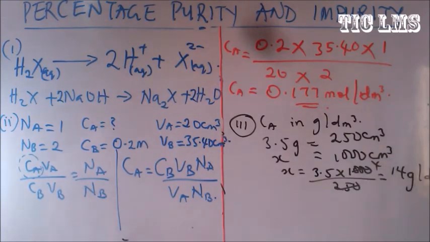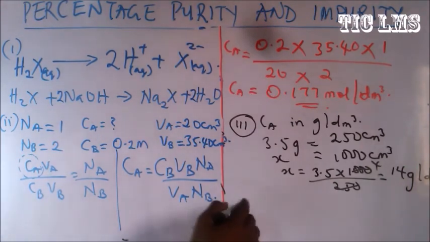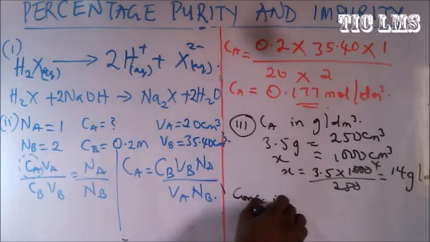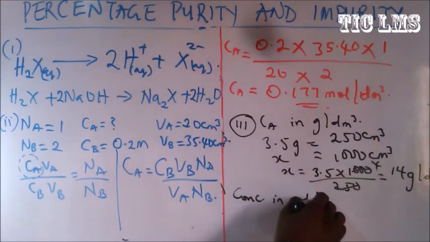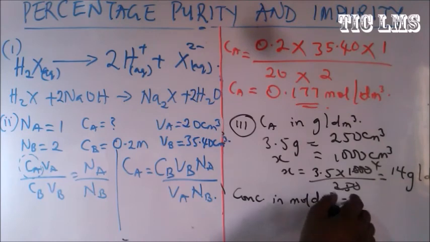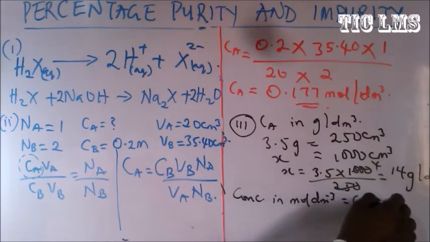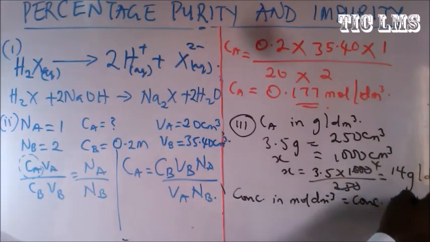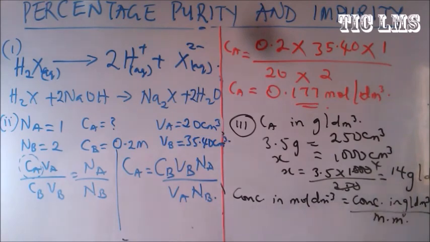Now we're not told of any impurity that were present in the base or in the acid. Right now we have it that concentration in mole per dm cubed equal to concentration in gram per dm cubed over the molar mass. So from this information, we will use this to derive the molar mass.